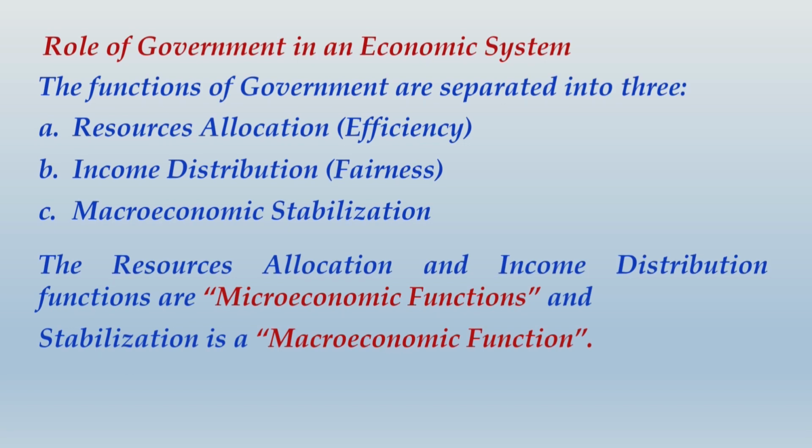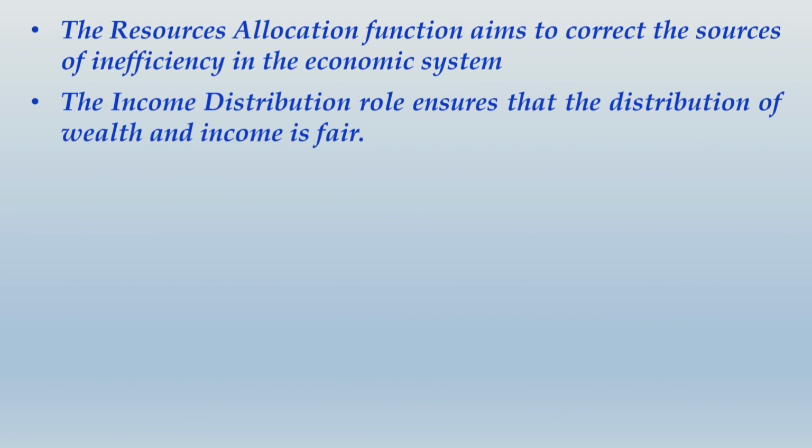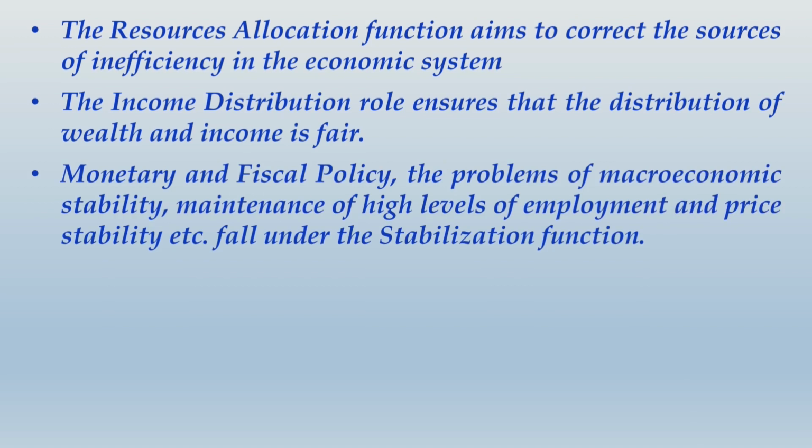Alright friends, once you have finished writing this much, let us move ahead and continue writing further. The resource allocation function aims to correct the sources of inefficiency in the economic system. The income distribution role ensures that the distribution of wealth and income is fair. Monetary and fiscal policy, the problems of macroeconomic stability, maintenance of high levels of employment and price stability, etc., fall under the stabilization function. So we first start with the first function, that is the allocation function. Let us write something about this.